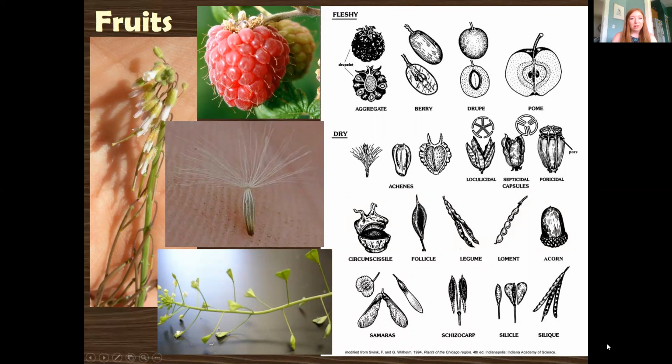So you can have fleshy or dry fruits, things that are aggregate, like a berry, if they're made up of multiple little seeds, or you could have kind of a pod like the ones at the bottom in the dry fruits.